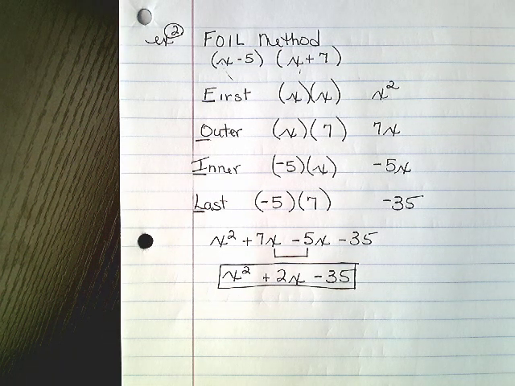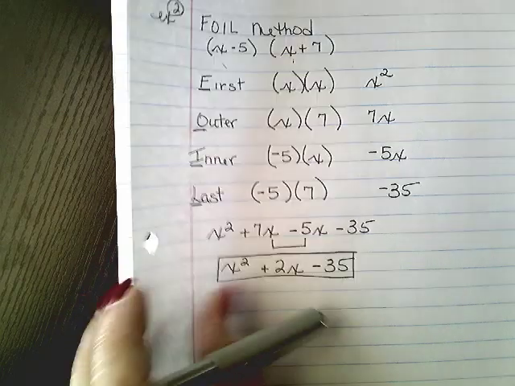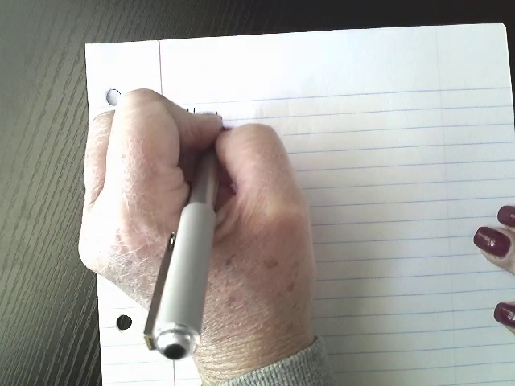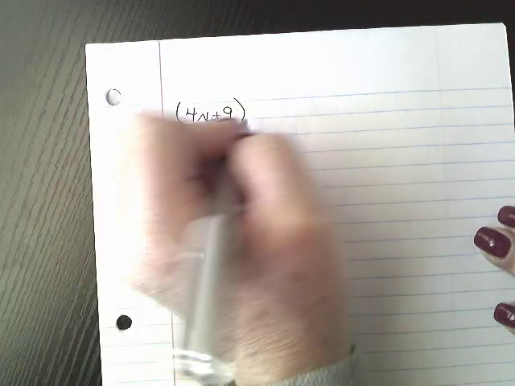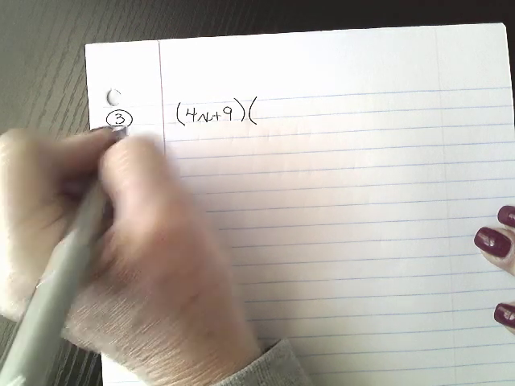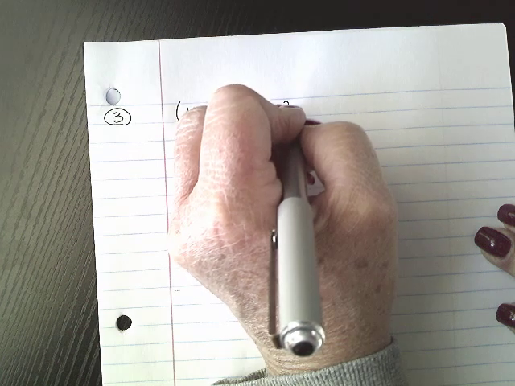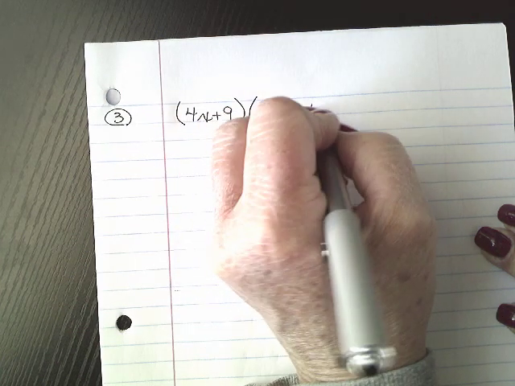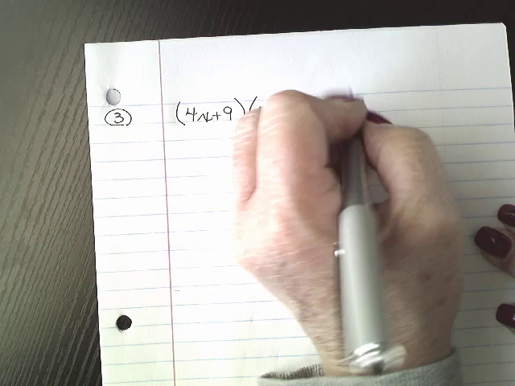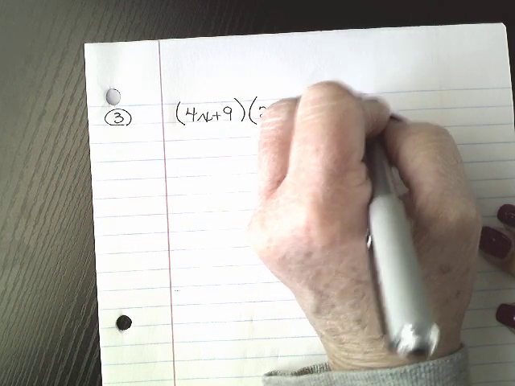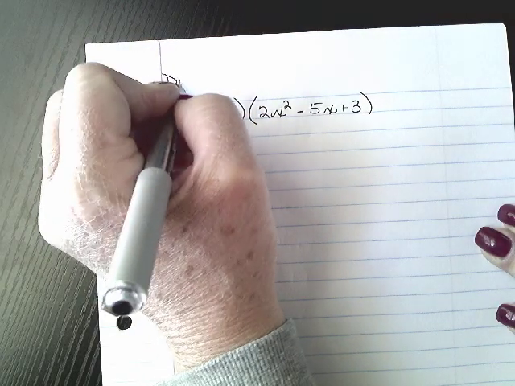Okay, so what happens now when you have to multiply a binomial by a trinomial? I'm going to start a separate sheet because I want to make sure I have plenty of space. So we would have 4x plus 9 times 2x squared minus 5x plus 3. Okay, here we are going to use the distributive property.